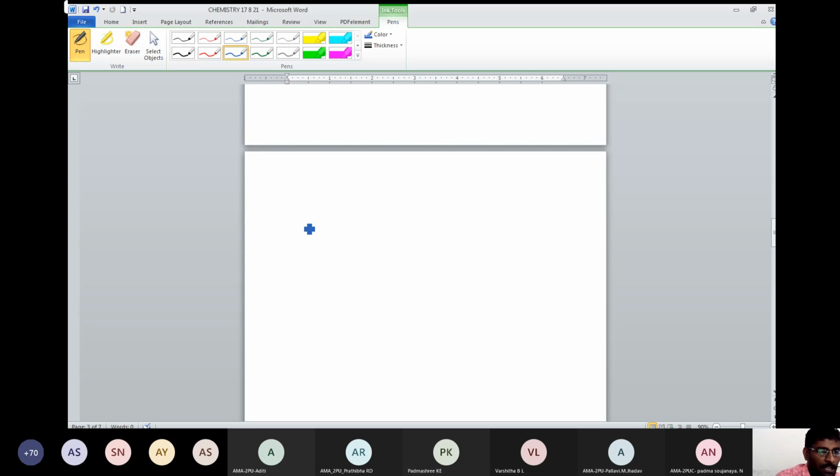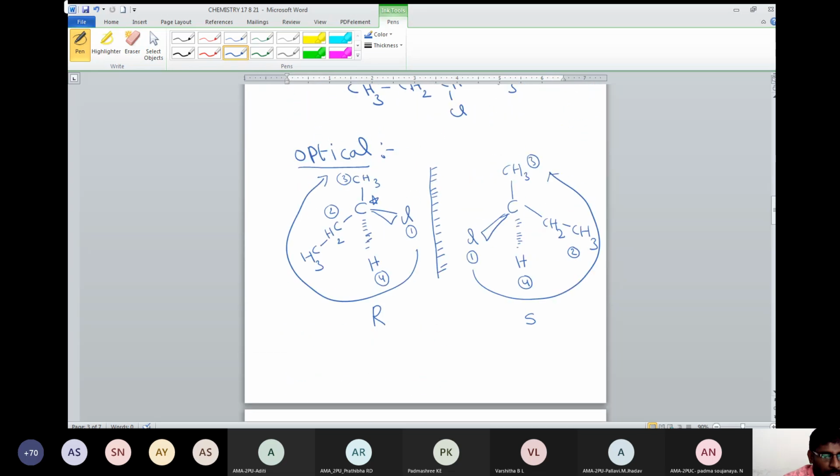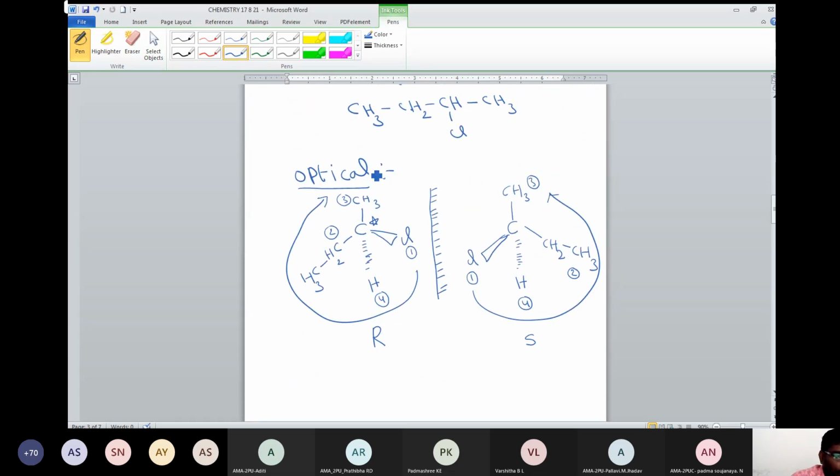After the optical isomerism, they also show the last one, conformational isomerism. Here for optical, I am writing, it is due to asymmetric carbon.